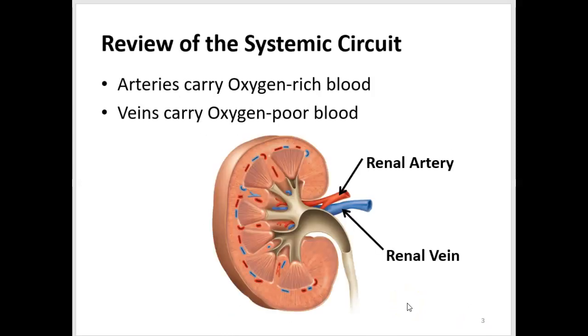Recall that in the systemic circuit, arteries carry oxygen-rich blood away from the heart to organs, such as the renal artery shown in this picture. Systemic arteries are depicted as red to denote oxygenated blood. Veins, on the other hand, carry oxygen-poor blood back to the heart from organs, such as the renal vein shown in this picture. Systemic veins are depicted as blue to denote blood that has a low level of oxygen.